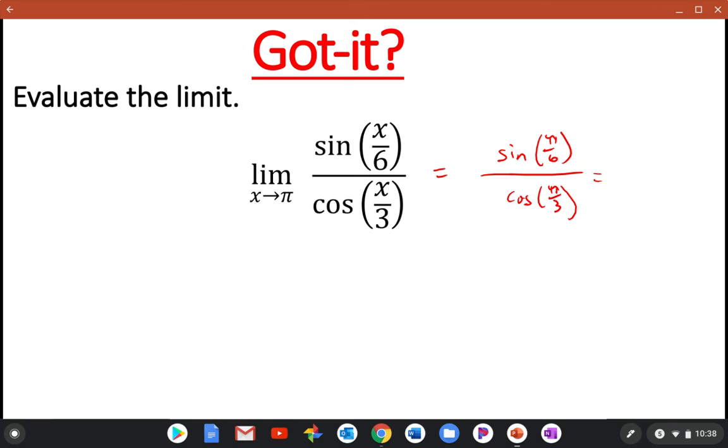So we'll just refer to our unit circle values here. The sine of pi over 6, that's the y coordinate at pi over 6, which is 1/2. And the cosine at pi over 3, the x coordinate at pi over 3, which is also 1/2. So 1/2 over 1/2 is 1.